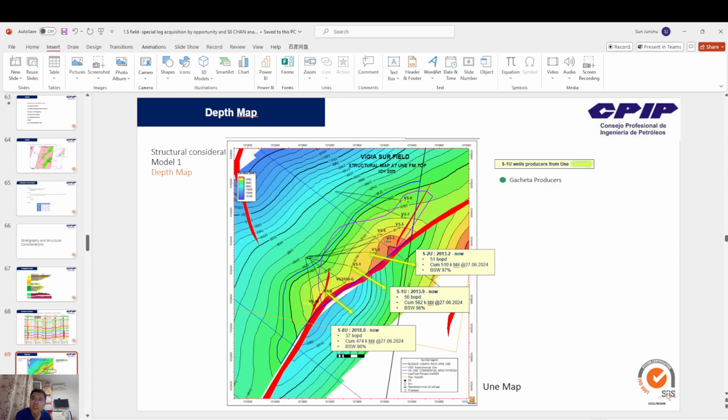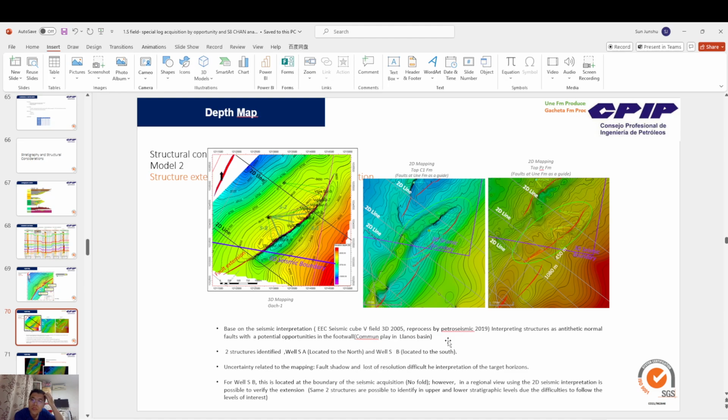Structure in Model 1. This is the structure in Model 2. Based on the seismic interpretation, interpreting the structure as an anticline normal fault with a potential opportunity in the footwall. Two structures identified, A and B.